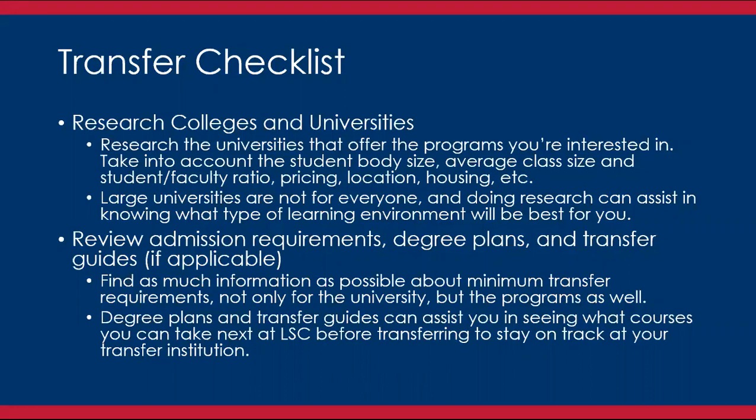The next step, after looking at all the universities you may be interested in and all of the programs they offer, is to review admissions requirements, seeing if they have degree plans online or even transfer guides. You want to find as much information as possible about the minimum transfer requirements, just to see what exactly you need to get in, if there's any extra requirements for the major you're interested in. You really want to find all that information up front because you want to make sure you have that for when it's time to apply. And if there's degree plans or transfer guides online, that can help you figure out classes for the next semester or even for the next year to make sure you're on track for when you transfer.